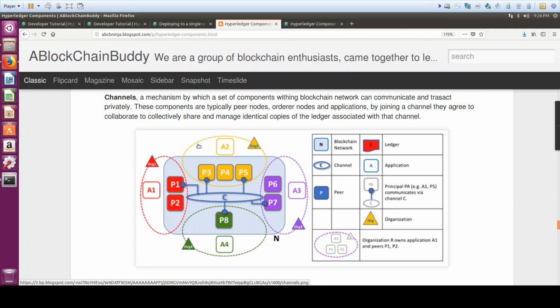Let's look back to the channels. There is another concept called channel. Let's see what all are there in this image. We have organization 1 with peers P1, P2, organization 2 with P3, P4. There are 2 peers for organization 3, 1 peer for organization 4. So all these organizations are connected by a channel, Channel C. So they communicate using this channel.